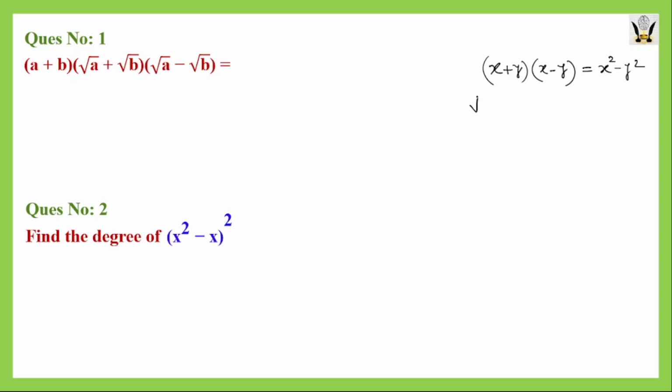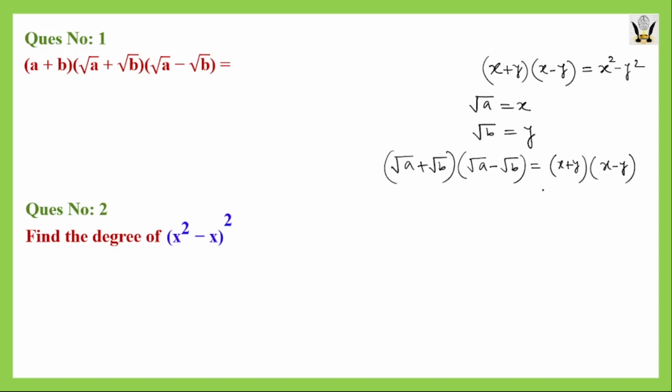Now, suppose root a we take as x and root b we take as y, then root a plus root b multiplied by root a minus root b will be equal to x square minus y square, so it will be a minus b. So in this expression we can write a plus b multiplied by a minus b. We have these two factors, so again we will use this identity, so it will finally be a square minus b square.